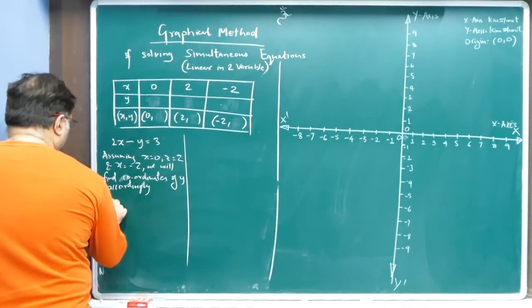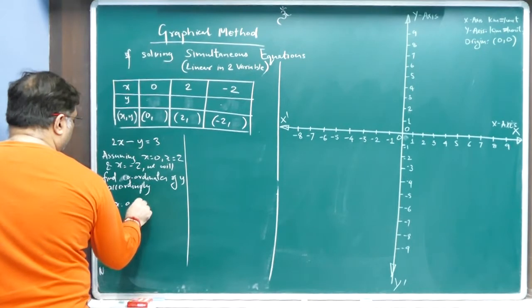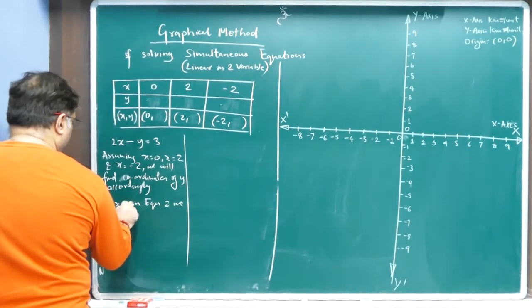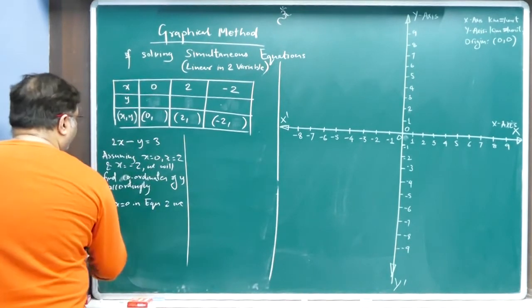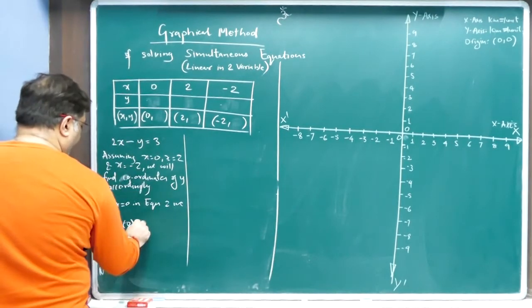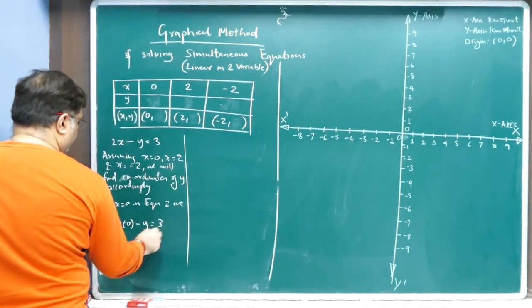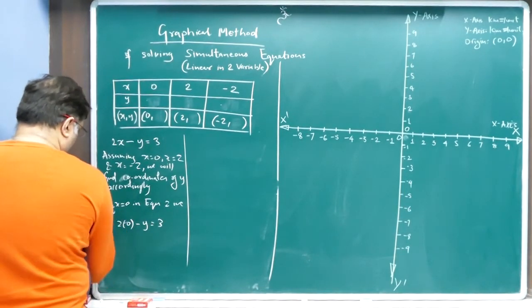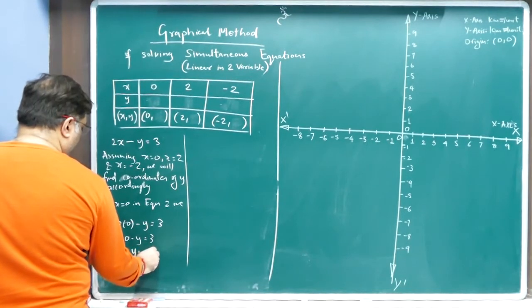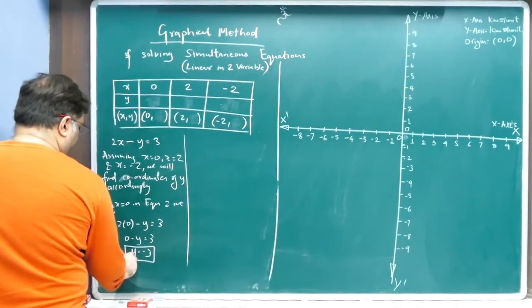Now put x equal to 0 in equation 2. What do we get? We get 2 into 0, then minus y equals 3. Therefore 0 minus y is equal to 3. Therefore y is equal to minus 3. So you got the first one.